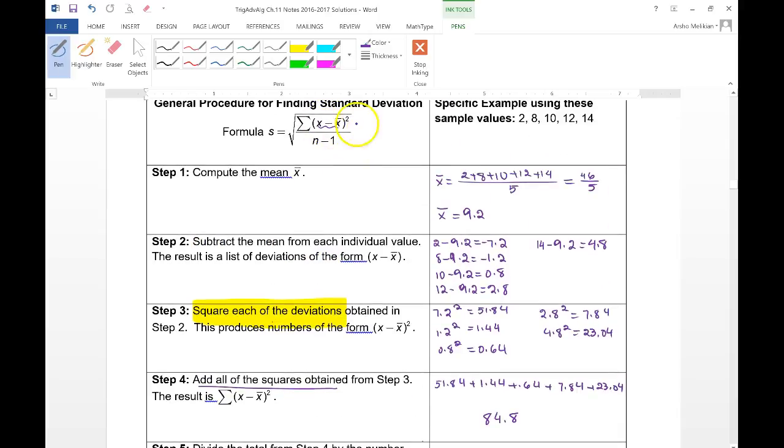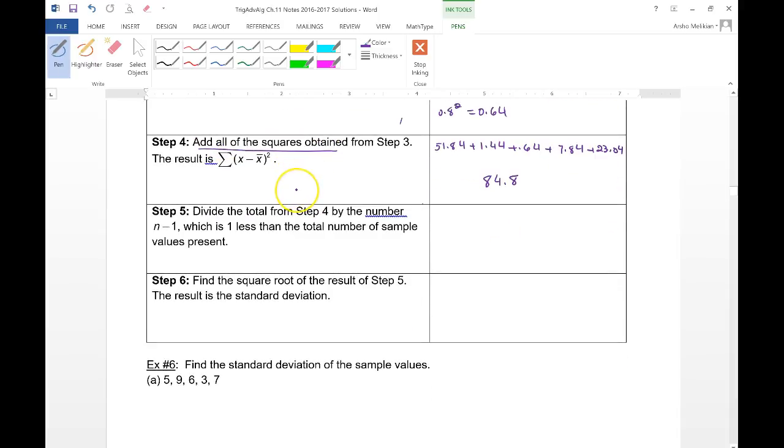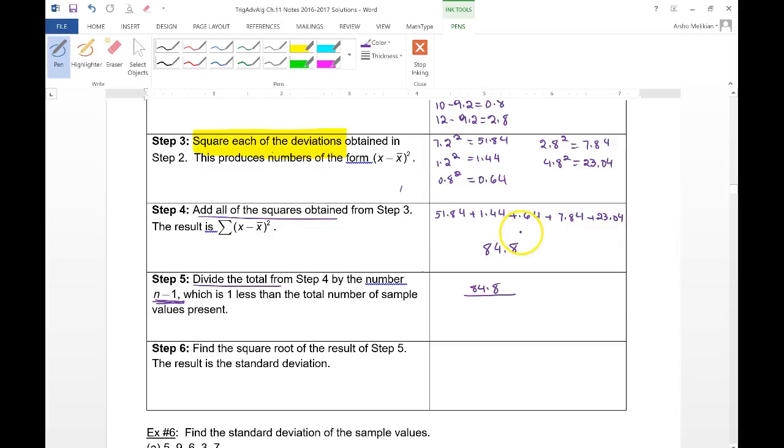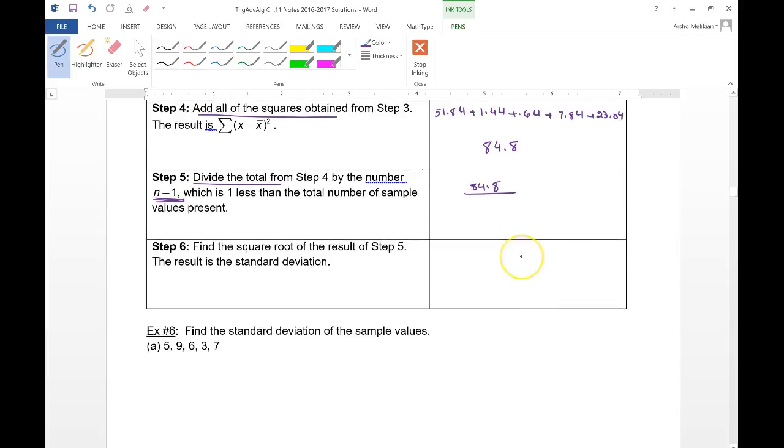So we just did this. We just added all of them. And now we're going to divide by what? N minus 1. Okay? So we're going to divide by n minus 1. So it's going to be 84.8 over, how many of these values were there? 5. So over 5 minus 1, this is 84.8 over 4, 21.2. Okay, we're almost there.